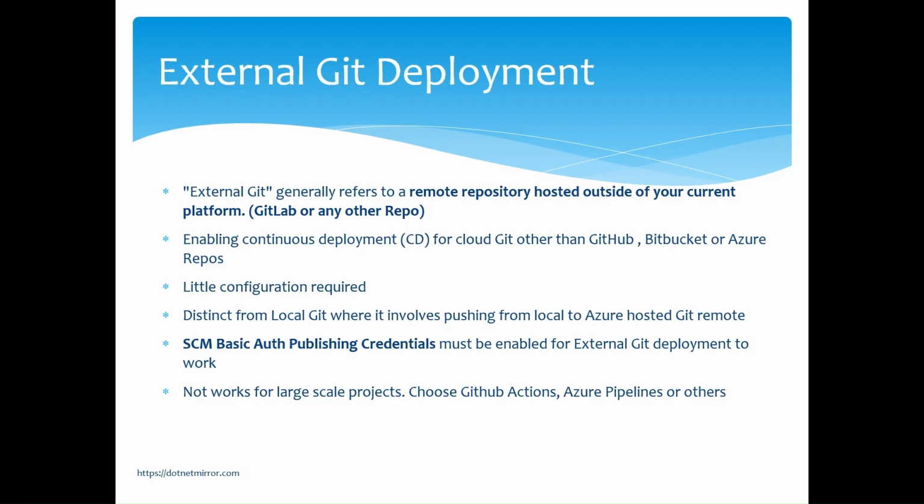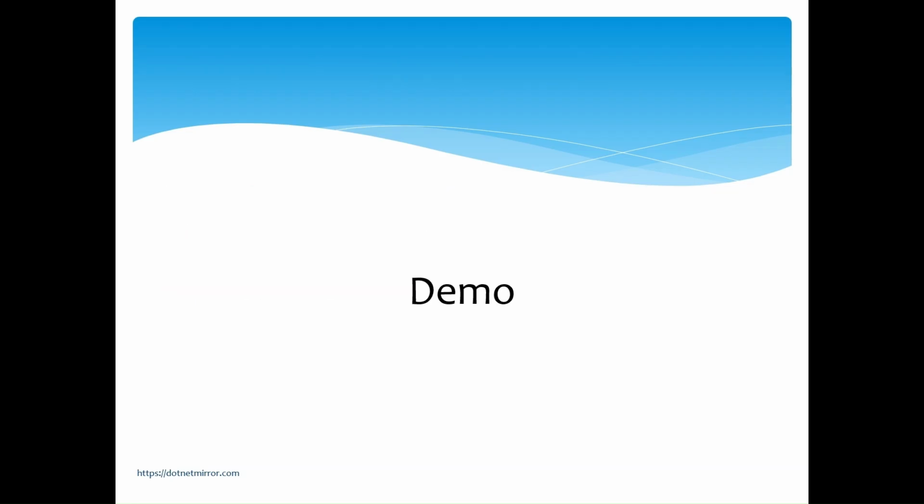When you want to deploy with the external Git option, make sure that basic authentication is enabled in the app service. And this particular external Git option is not suitable for large scale projects. If you are looking at large scale projects, try to pick GitHub Actions or Azure Pipelines or any other repos. Let's get into the demo.